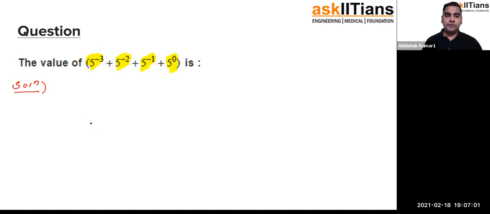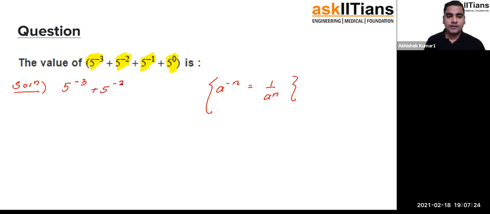So the property which we are going to use here says a raised to the power minus n can be written as 1 upon a raised to the power n. In other words, if you take the reciprocal of the base, the power is going to convert into a positive value. So what are we provided here? We are provided 5 raised to the power minus 3 plus 5 raised to the power minus 2 plus 5 raised to the power minus 1 plus 5 raised to the power 0. The first term can be written as 1 upon 5 raised to the power 3. The second term can be written as 1 upon 5 raised to the power 2. The third term can be written as 1 upon 5. And the fourth term is going to become 1.